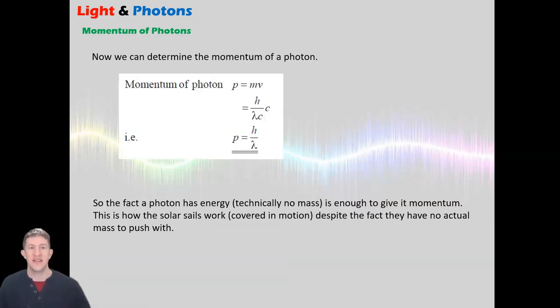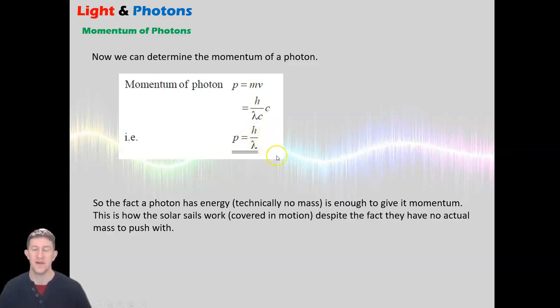We can now use this to determine the momentum of a photon. If we say from our traditional non-relativistic scenarios that P equals mv, but that's also equal to h on lambda c times c, because v in this case is c and m we just found, so that's all we've done here. This is m, this is v. They cancel out and we get the momentum is h over lambda.